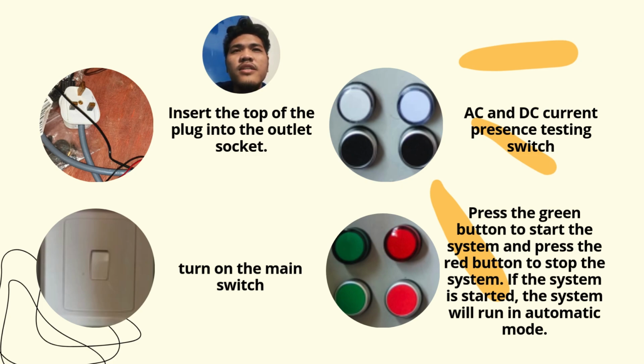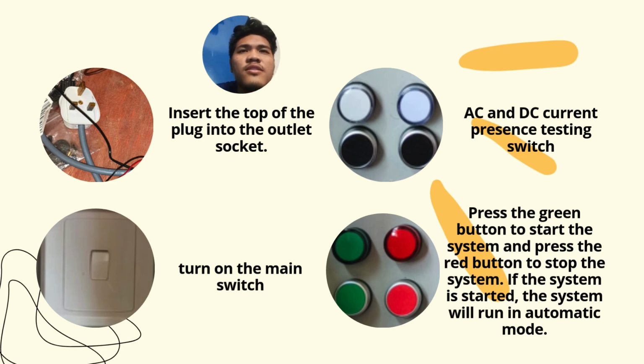Next, how does it work? First of all, to use our model, we must insert the plug top into the socket outlet. Then, turn on the main switch. To know the presence of AC and DC current, we can press a testing switch. If the white LED indicator turns on, this shows the presence of AC and DC current.